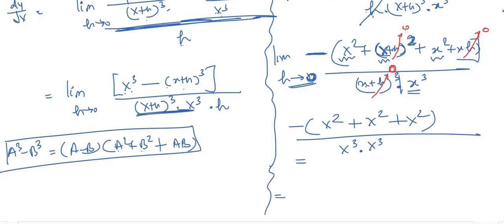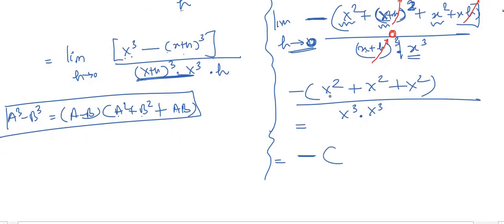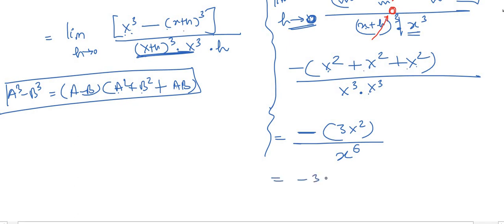So let me simplify it. Minus of this is x square plus x square plus x square. Let me just erase it. So I am getting this plus this will be 3x square, right? Divided by x cube into x cube is x raised to power 6. So what we will get is minus 3. This we can take above, correct? X raised to power above. So what it will become? X raised to power 2 minus 6, which is minus 3 x raised to power 4. This is my answer by first principle.